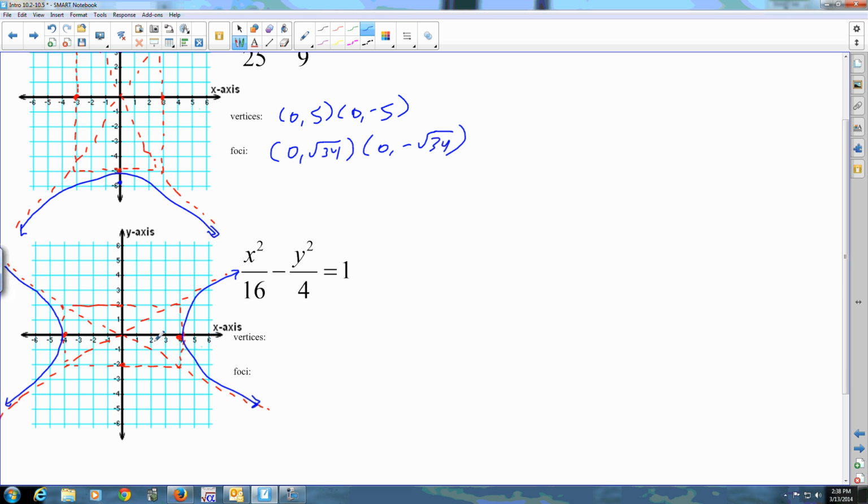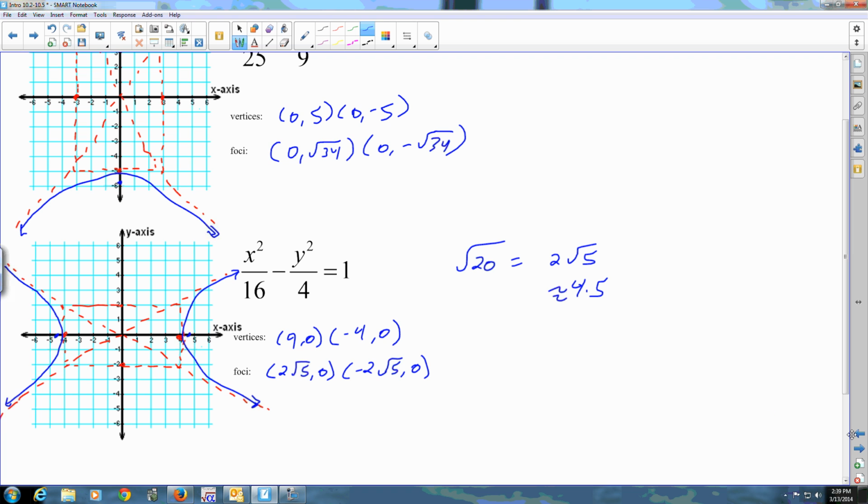So to find the vertices, they're on the x-axis, so they're going to be 4, 0, and -4, 0. And the foci, so that's going to be 16 plus 4, the square root of 20, so then that's going to be 2 square roots of 5, and they're on the x-axis, so they're going to be 2 square roots of 5, 0, and -2 square roots of 5, 0, and that's about 4.5. So to plot the point of the foci, there they are.